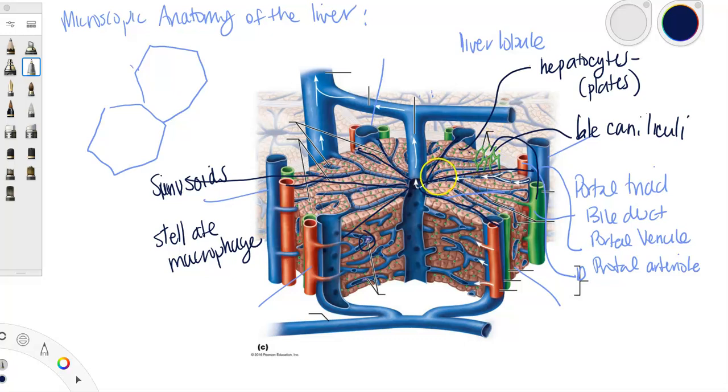All right, so each of these lobules has a big central vein in the middle of it. So that's the central vein. And those are connected to the interlobular veins. And then those go into the hepatic vein.